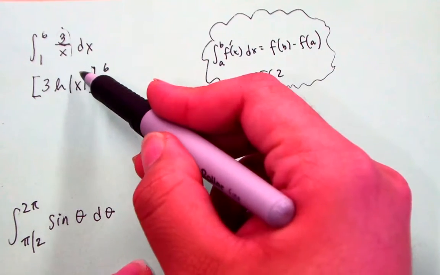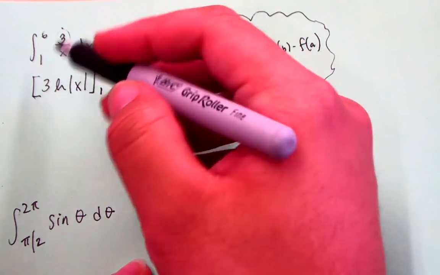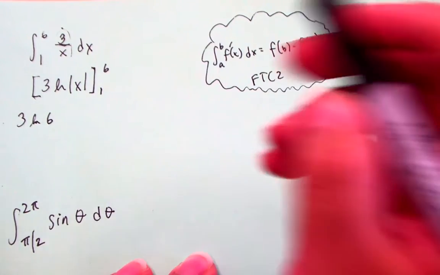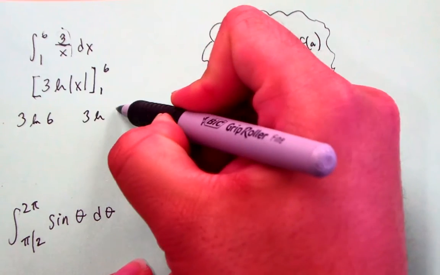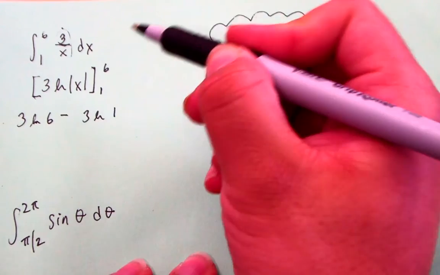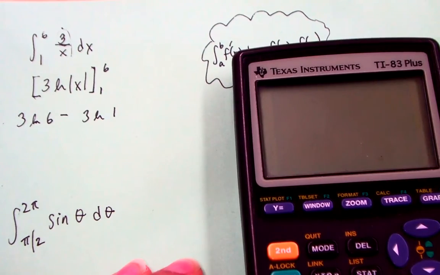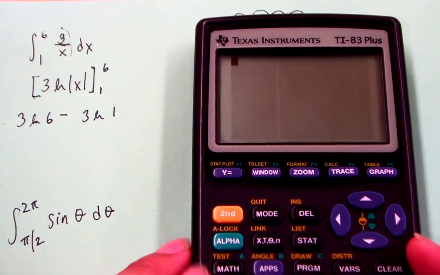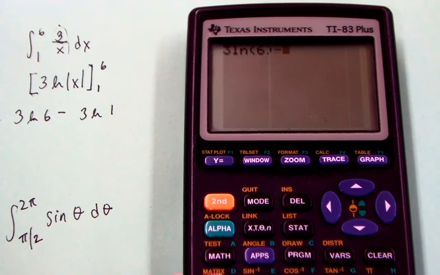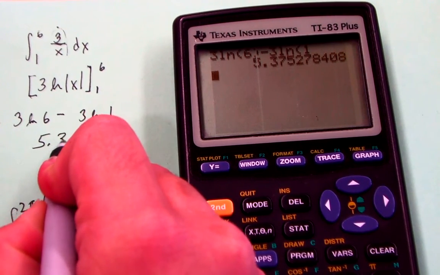The absolute value here, make sure these are in the domain of ln of x. So that would give me 3 ln of 6, and this will give me 3 ln of 1. The absolute value here wouldn't really be necessary. Subtract, and I get the answer. Here I'll need a calculator to evaluate those because I don't quite know those logs. 3 ln of 6 minus 3 ln of 1 gives me 5.375.